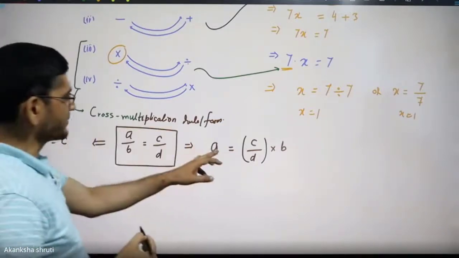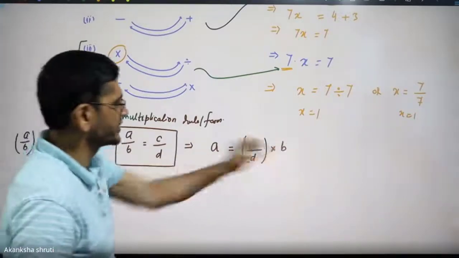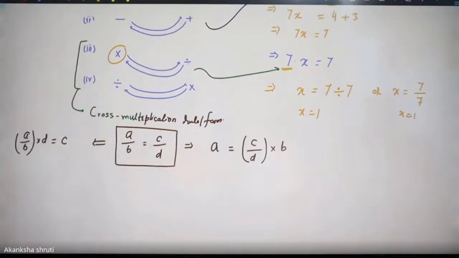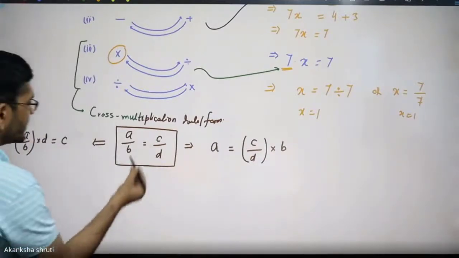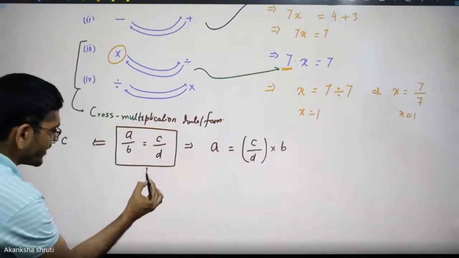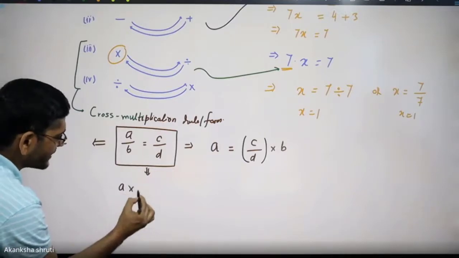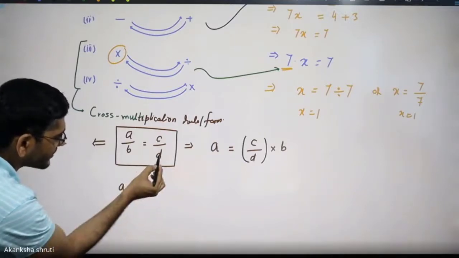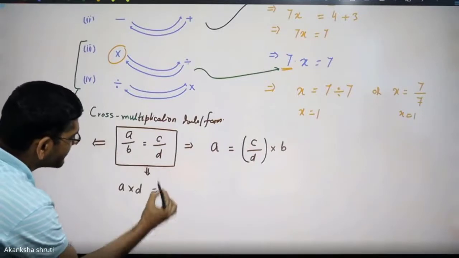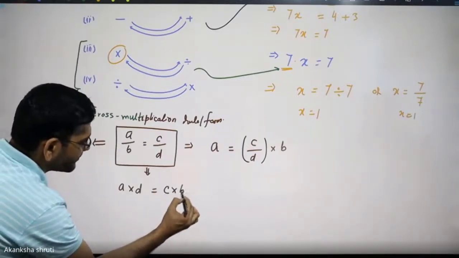From this, A can be calculated just by shifting the denominator in A on the right hand side. This C can be calculated by shifting this D on the left hand side. Or even both of these can be applied together. What is that? This A can be multiplied with D, the denominator on the other side, will be equal to C multiplied by B.